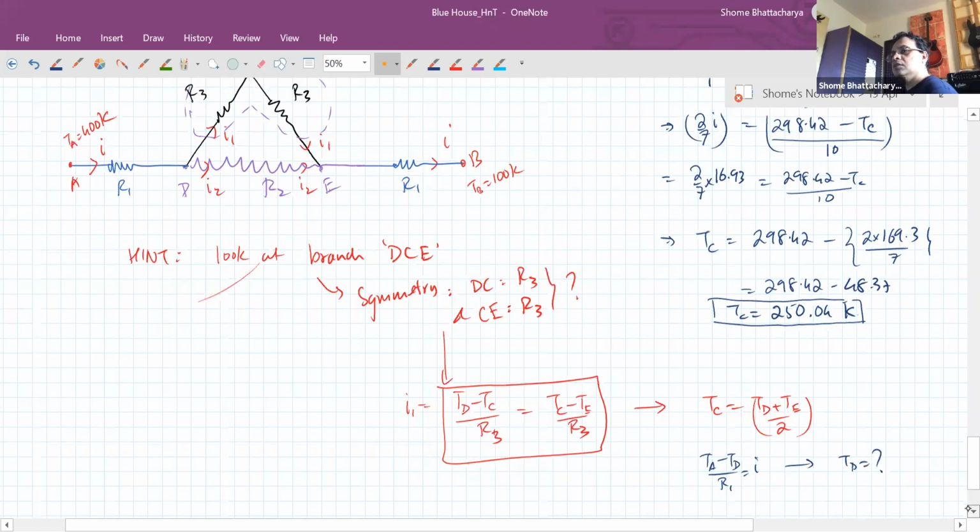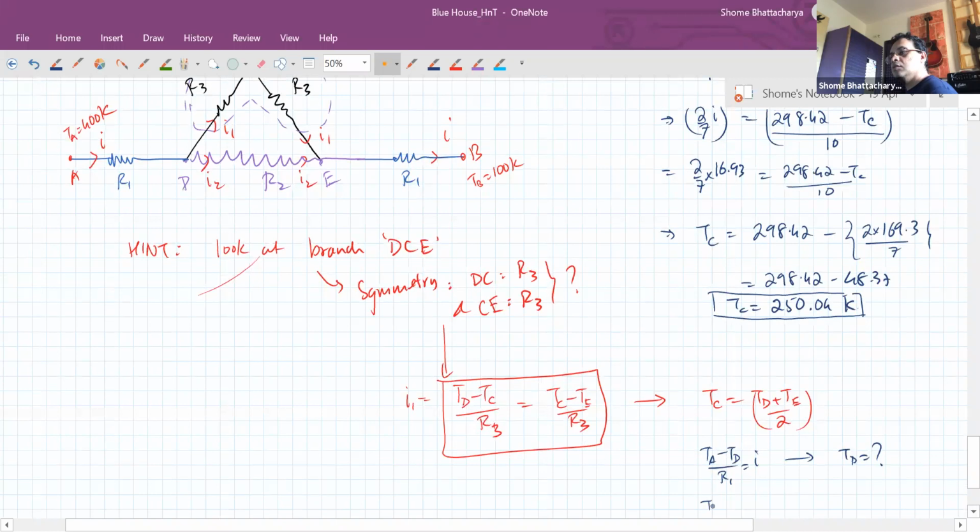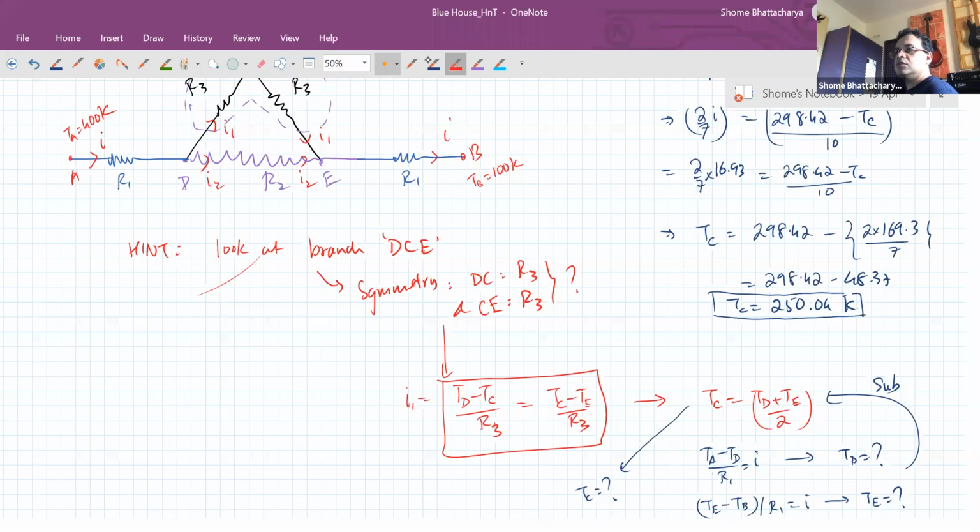And similarly, this temperature difference divided by the same resistance R1 is equal to the same current I. So from this you can calculate the temperature at the point E. Once you've calculated these, you can substitute this here. So finally from that you can calculate the value of TC. So that is another shorter method, a trick method.